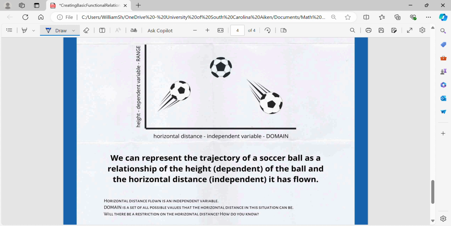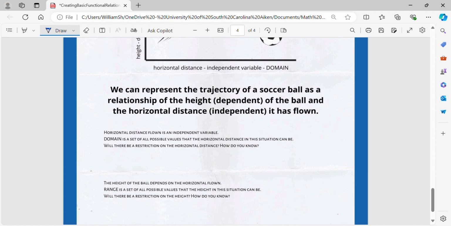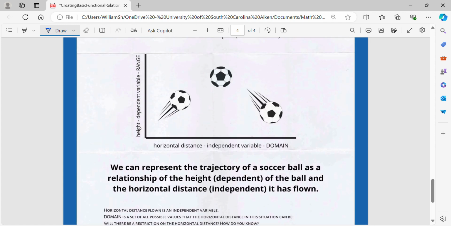The horizontal distance is the independent variable. The domain is the set of all possible values that the horizontal distance in the situation could be. Will there be a restriction on the horizontal distance, and how do you know? Well, let's practically think about this. We're also going to ask another follow-up question right after that, but let's think about the domain here of the independent variable.